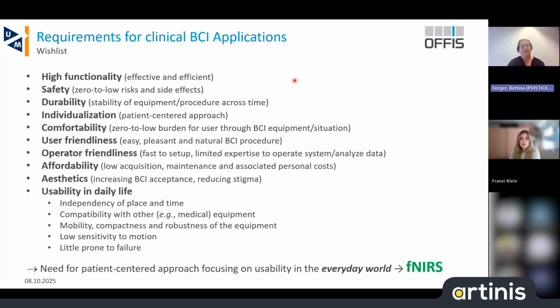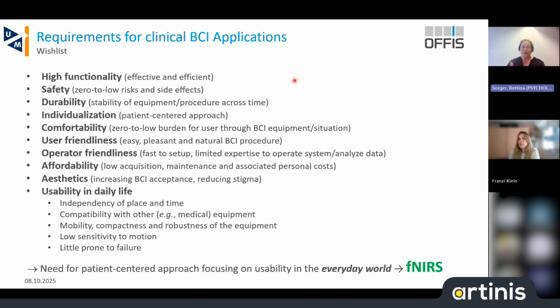A big point is the usability in daily life. That means the system should work independent from place and time. It should be compatible with other, especially medical equipment. It should be mobile, compact, and robust. And it should be low sensitive to motion and generally little prone to failure. So for us, especially for me and Franzi, we count here on fNIRS because for the things that we envision for the applications, fNIRS is really nicely usable.